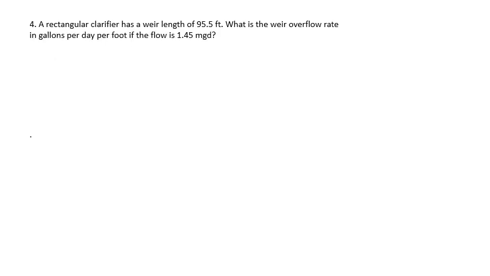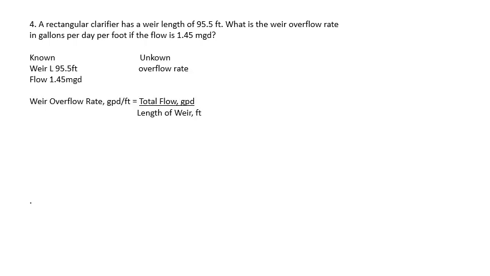Question number 4. A rectangular clarifier has a weir length of 95.5 feet. What is the weir overflow rate in gallons per day per foot if the flow is 1.45 million gallons a day? Again, we pull up our knowns and unknowns. We know the weir length of 95.5 feet, the flow of 1.45 million gallons a day. We're still looking for the overflow rate. So the weir overflow rate, gallons per day per foot, is equal to total flow, gallons per day, divided by the length of the weir in feet.